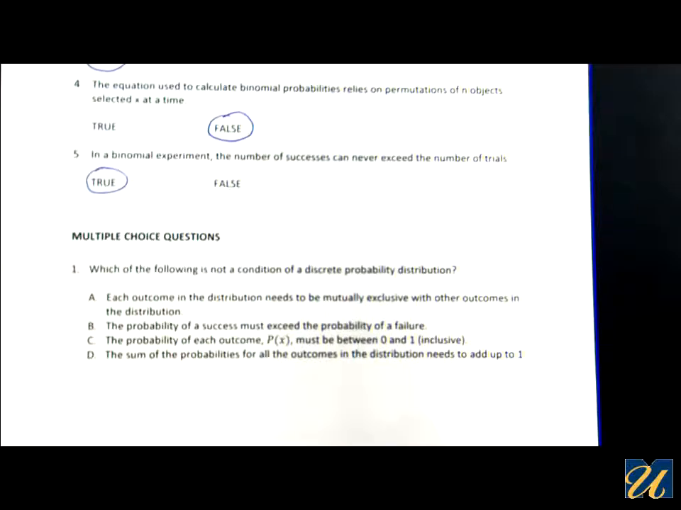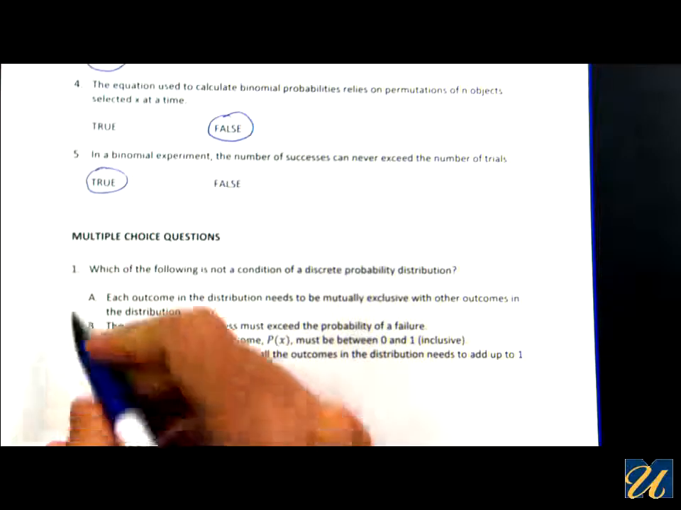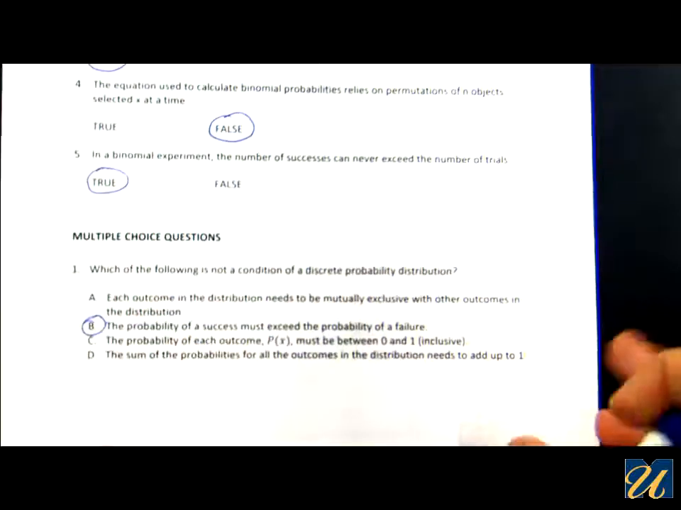Multiple choice questions. Which of the following is not a condition of a discrete probability distribution? The probability of successes must exceed the probability of a failure. This is not the case.